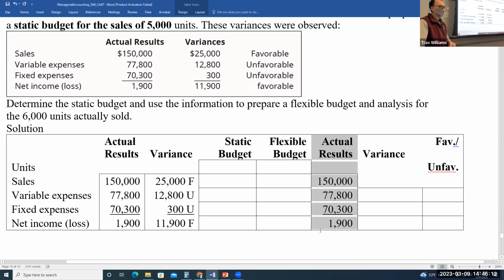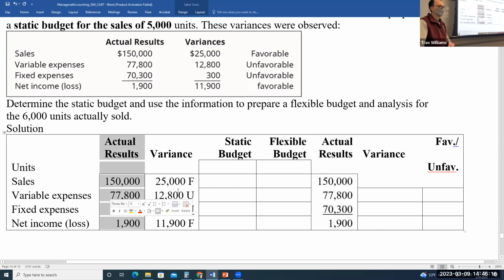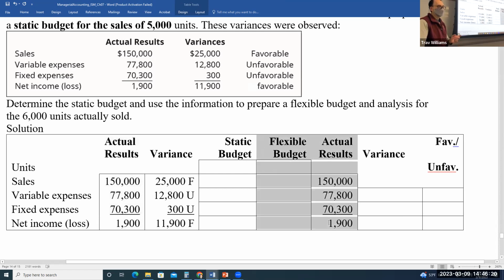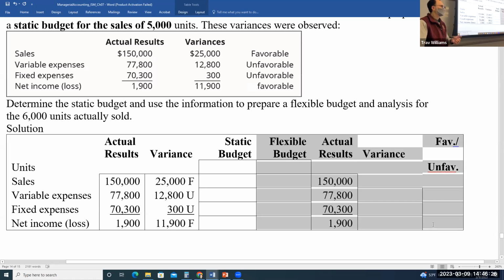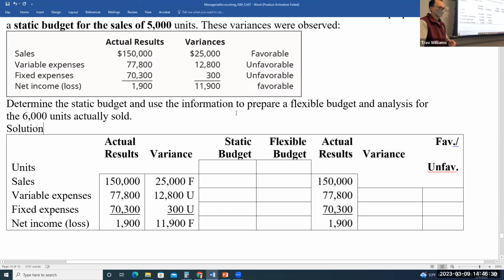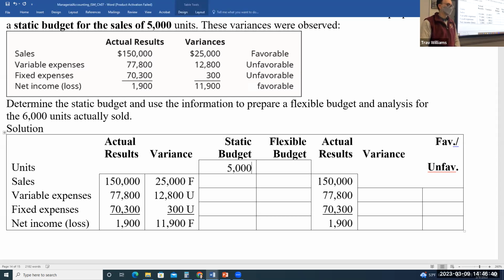By the way, the actual results that we see in this column is the same as the actual results in this column. But when we compare flexible budget and actual results, we will figure out how much variance there is and whether each is favorable or unfavorable. Okay. Again, let's start by just creating our static budget. So they told us this is based on 5,000 units. So we'll put units 5,000.